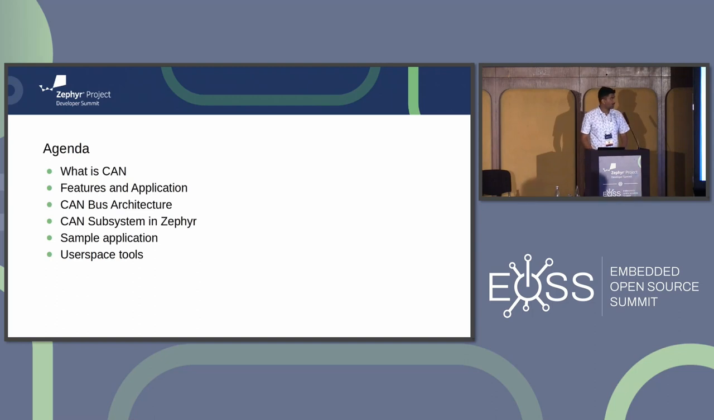So these are the topics I'm going to cover today: what is CAN, features and application, CAN bus architecture, CAN subsystem in Zephyr, sample application, and user space tools like can-utils to debug the software.